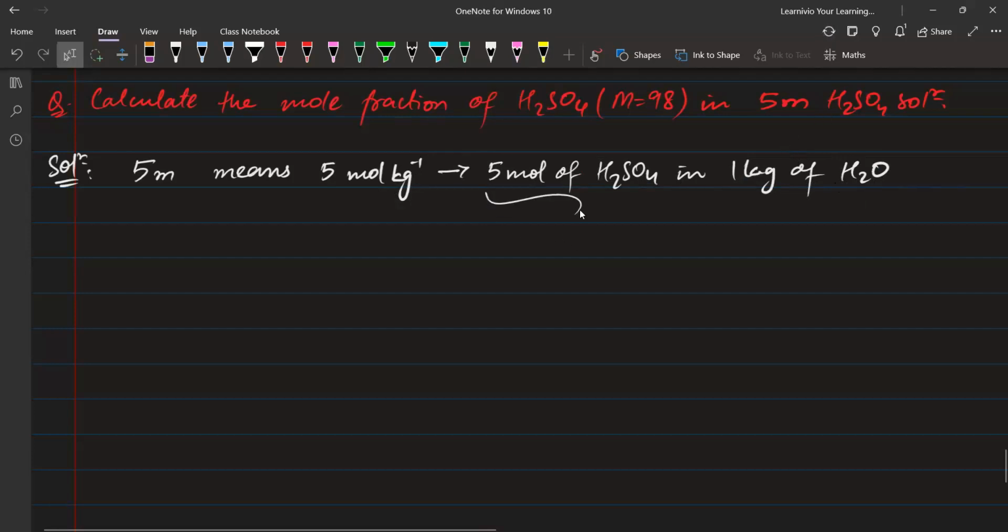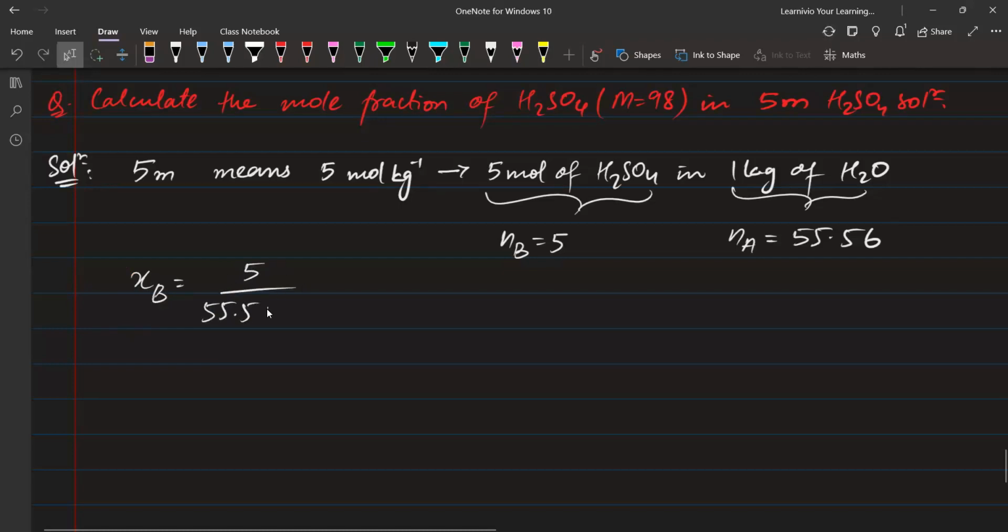So I have got the number of moles of solute equal to 5. And in 1 kg of water, the number of moles of solvent will be equal to 55.5. You got these values, yes or no? Yes sir. So mole fraction of the solute will be equal to 5 upon 55.5 plus 5. Correct? 5 upon 60.5, makes sense. So this value you are getting as 0.9.